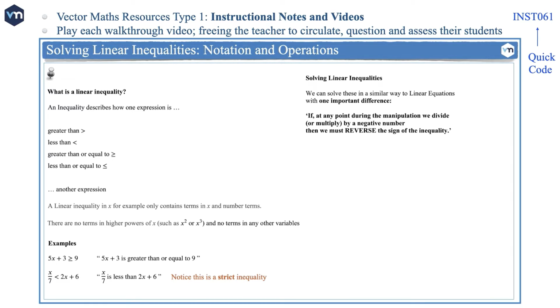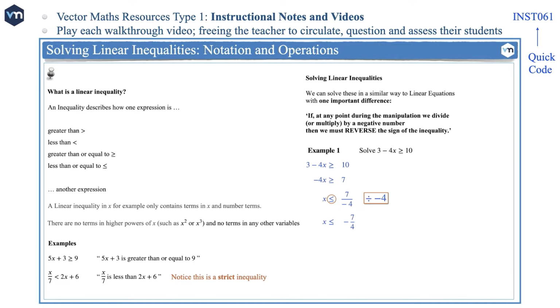In this example, we're going to solve the linear inequality 3 minus 4x is greater than or equal to 10. So one way we can do this is by subtracting 3 from each side. Minus 4x is greater than or equal to 7. Therefore, x is less than or equal to 7 over minus 4. The reason we've reversed the sign of the inequality is because we've divided by a negative number. And of course we can also write this as x is less than or equal to minus 7 over 4.